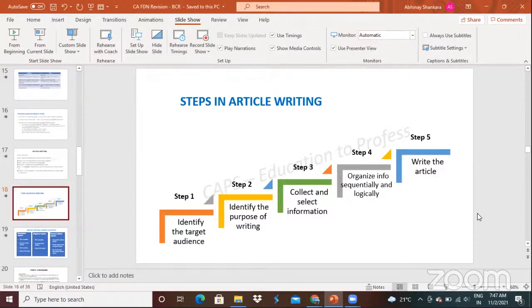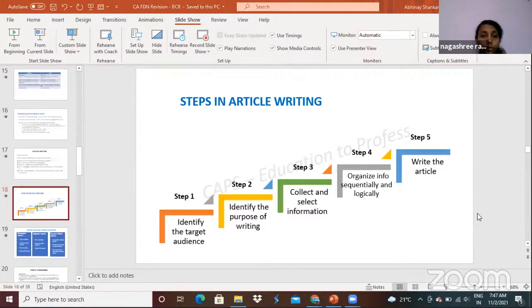Yes. So target audience is most important. Of course, that happens when you are practically writing it, but then in your exams, you know who is your target audience, right? So alter your data accordingly.